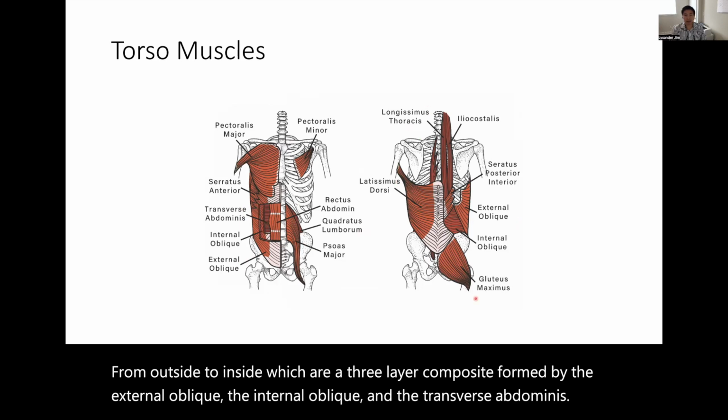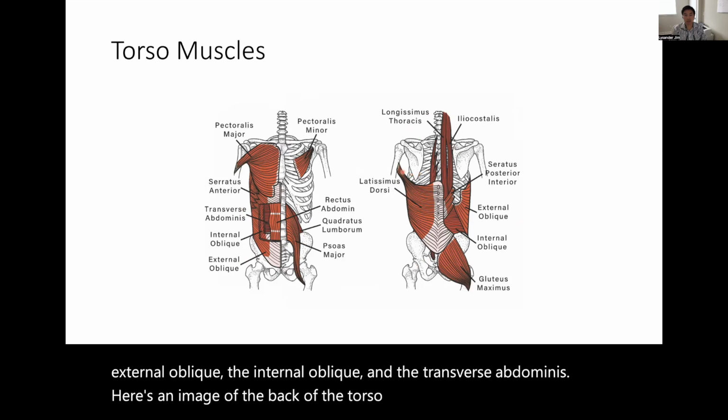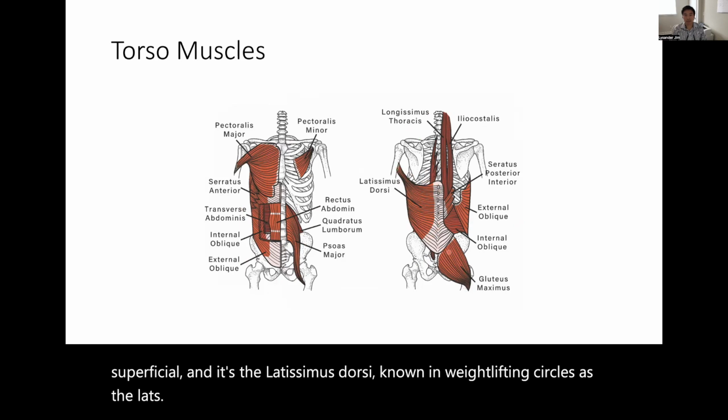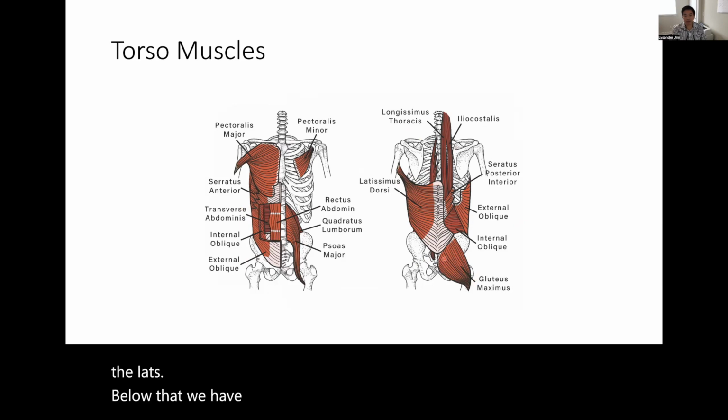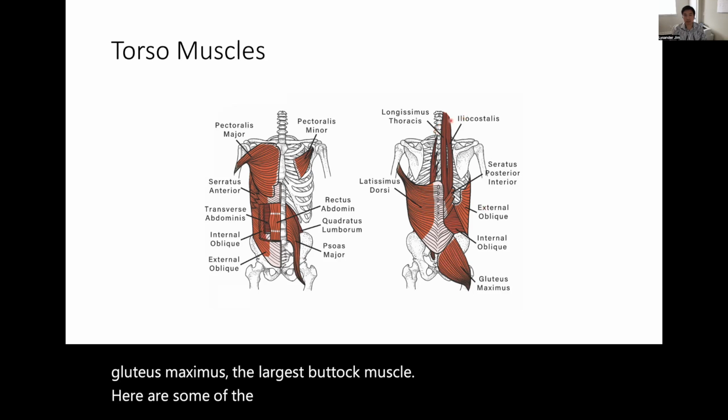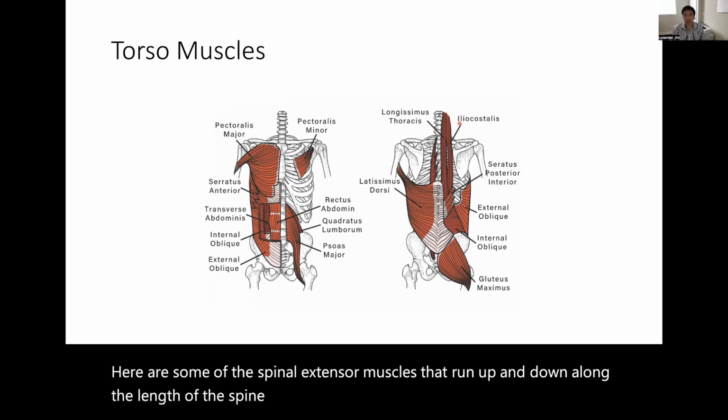Here's an image of the back of the torso. The largest muscle is the most superficial, and it's the latissimus dorsi, known in weightlifting circles as the lats. Below that, we have the outermost layer of the gluteal region, which is gluteus maximus, the largest buttock muscle. Here are some of the spinal extensor muscles that run up and down along the length of the spine. There's iliocostalis, there's longissimus thoracis.